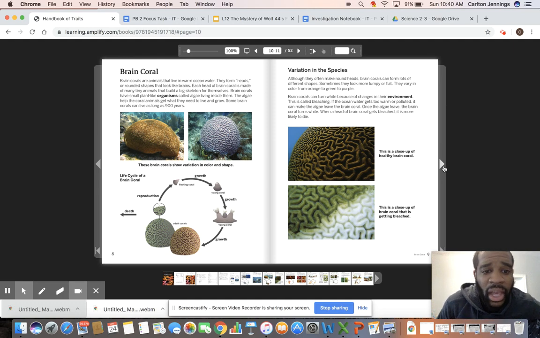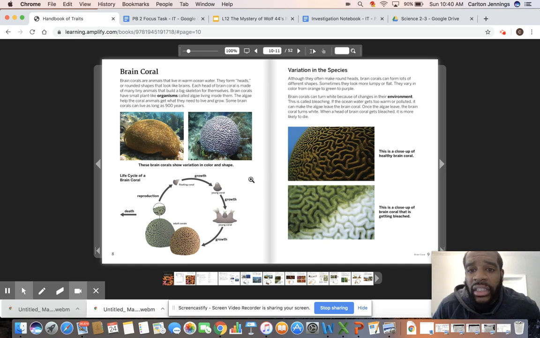So, being 1,000 years old, these brain corals show variations in color and shape. This is the life cycle of a brain coral. So it's a floating coral. It grows up to be a young coral. Grows again, be a young coral. Grows adult coral. It reproduces. It dies. It has babies. Well, it has babies before it dies, or its offspring.